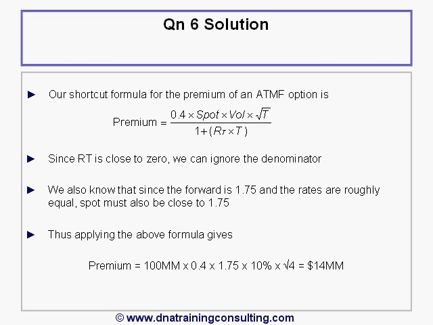Therefore, applying the above formula gives us a premium of 100 million times 0.4 times 175 times 10% times square root of 4, which comes to 14 million. So the correct answer is B, as in boy. This is the end of our module on FX options 1.